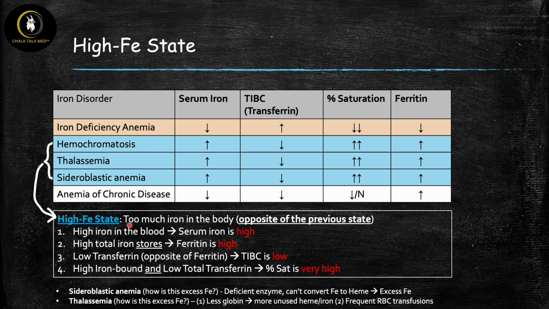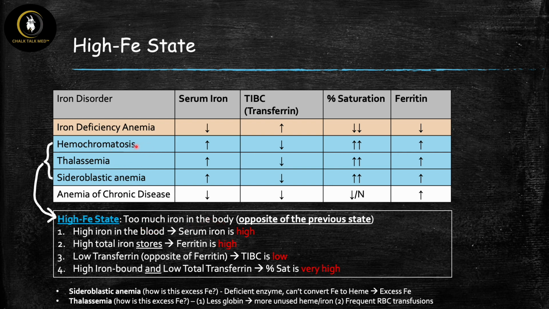And what does that mean? That means that in all of these, there is too much iron in the body. So this is literally the opposite of the previous state, the last one where we talked about iron deficiency, where there was too little iron in the body. So before I explain to you the iron studies, let me just explain to you why these 3 states cause too much iron in the body.